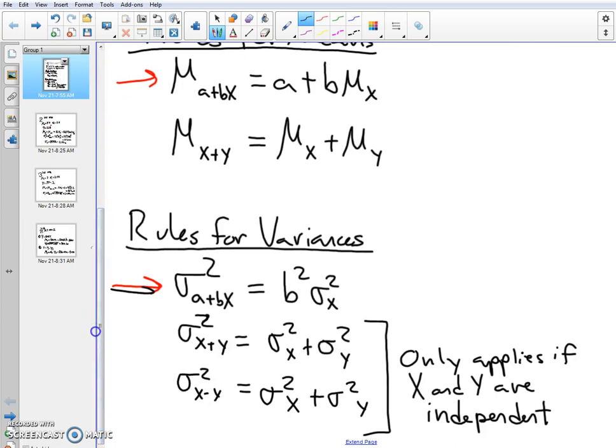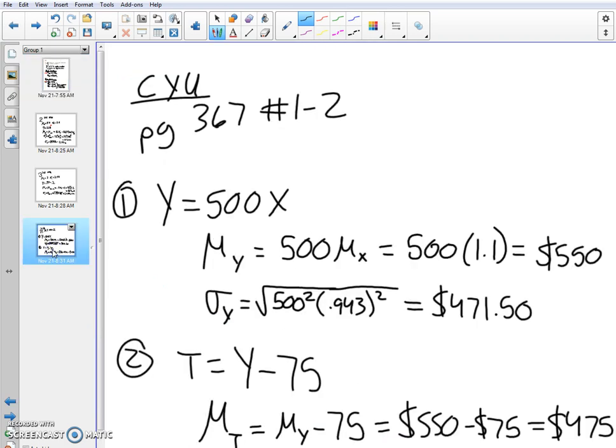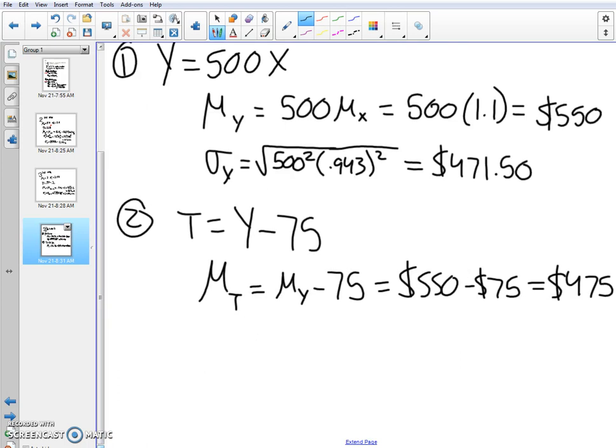Now when you think about doing the standard deviation though, if we look back at those formulas, we're doing this one here again. So I don't have a B here because I'm not multiplying. I've already done that part. Here I'm just subtracting the 75. So think about A being a negative 75. So that does not affect the standard deviation at all. We've already done the multiplying part. Addition and subtracting don't affect standard deviation. So the standard deviation of T is still just $471.50.